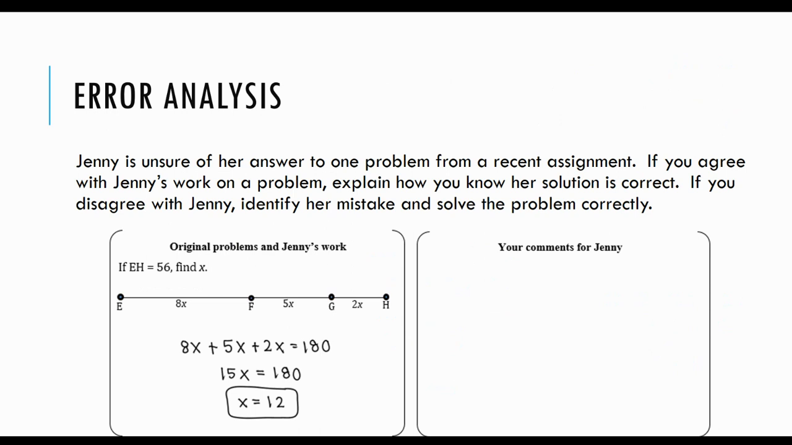All right, here we have an error analysis problem. So Jenny is unsure of her answer to one problem from a recent assignment. If you agree with Jenny's work on a problem, you're going to explain how you know her solution is correct. If you disagree with Jenny, you're going to identify the mistake and solve the problem correctly. So if we look at this problem, it says if the segment EH, which notice is this entire thing right here, if that whole segment is 56 in length, they want us to find x.